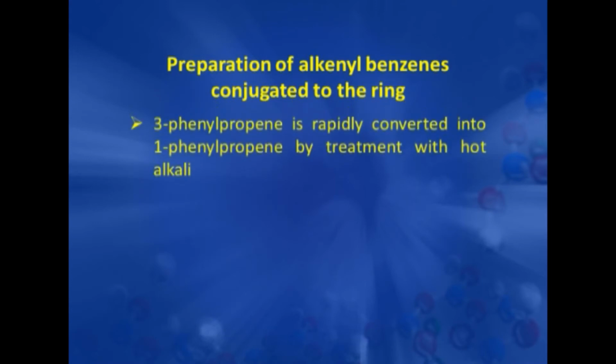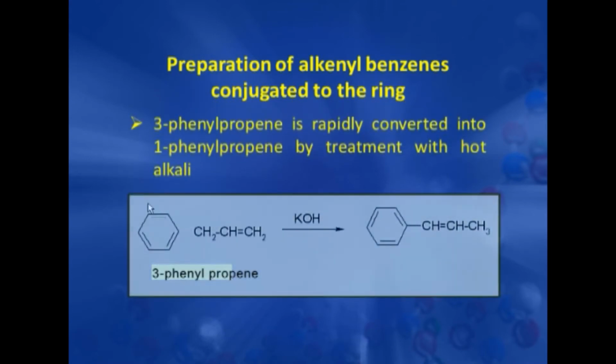Now 3-phenyl propene is rapidly converted into 1-phenyl propene by treatment with hot alkali, and again the reason is the same, because 1-phenyl propene is more stable than 3-phenyl propene. So, that is why 3-phenyl propene rearranges to give 1-phenyl propene.